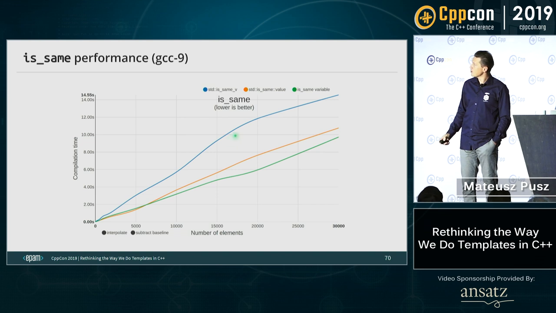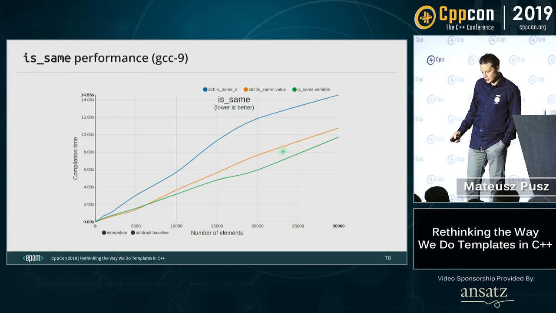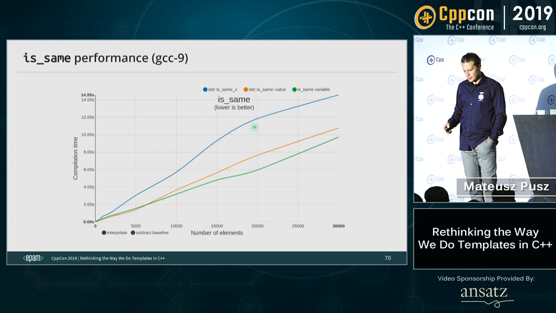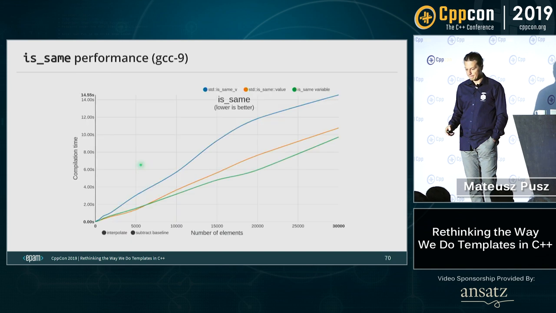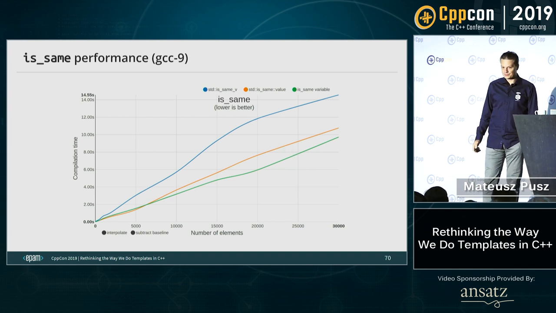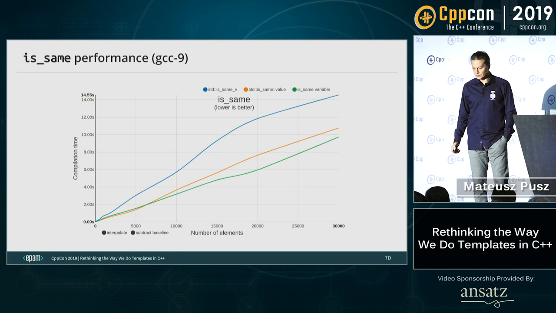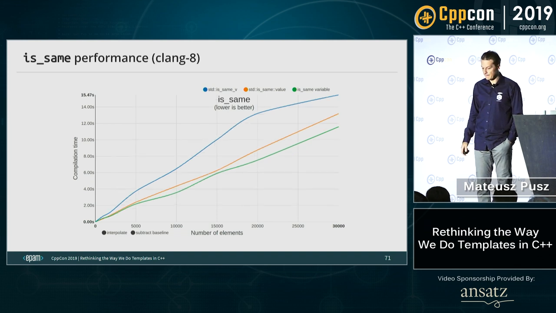This is the typical implementation that we are having right now based on the class templates. And this is the one where you are using the primary template without the convenience helper. So this convenience helper actually costs a lot. And this is the variable template. This is for GCC and Clang.